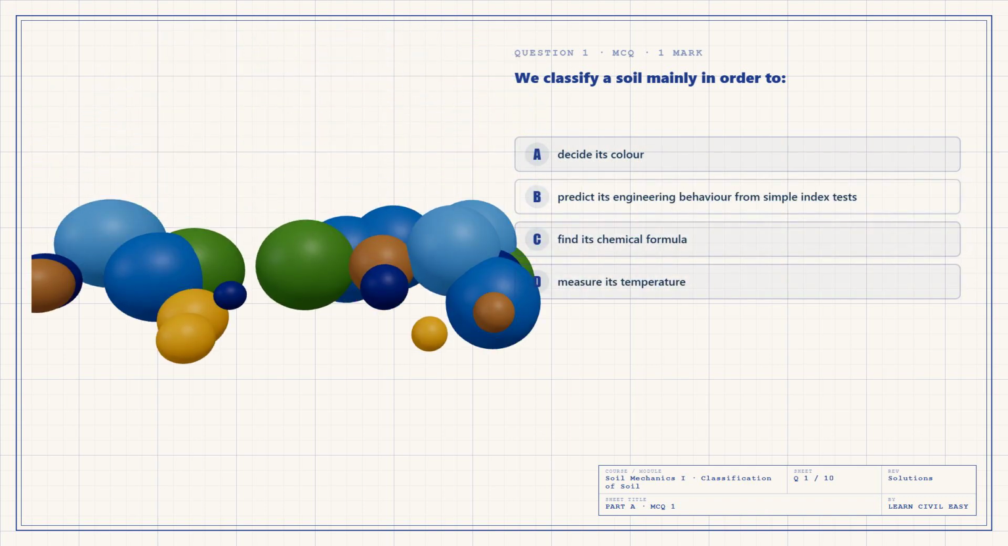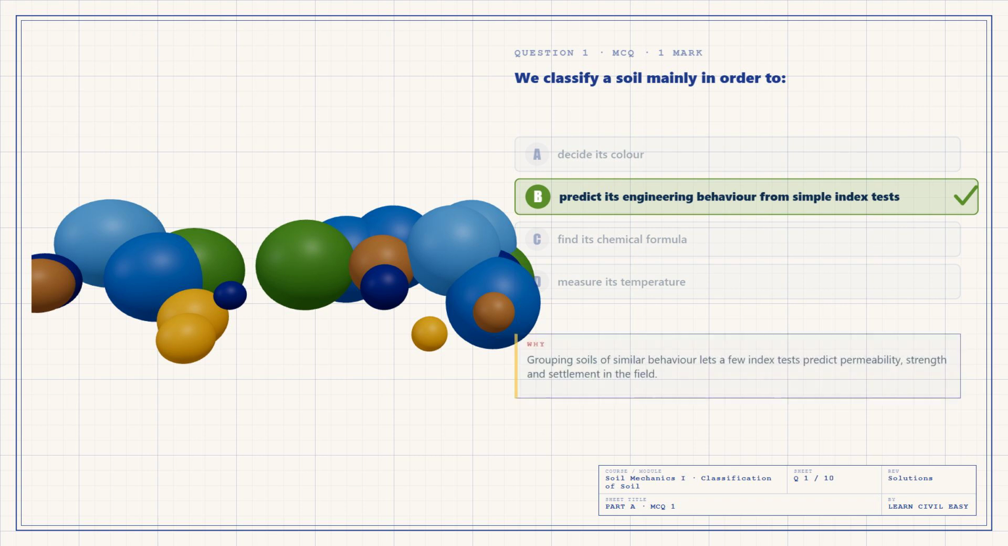Question 1. Why do we classify a soil? The answer is B. By grouping soils that behave alike. A few simple index tests can predict how the soil will perform in the field. It is not about color or chemistry.